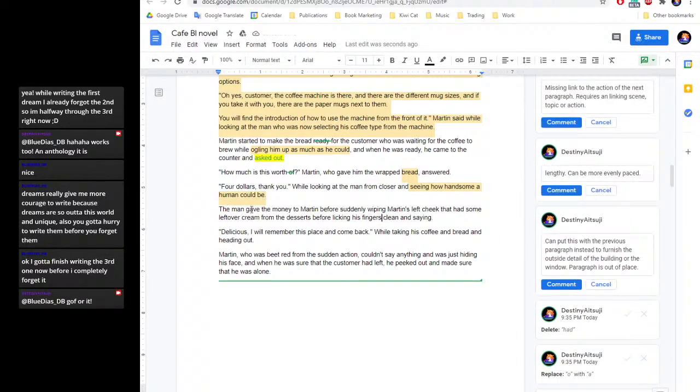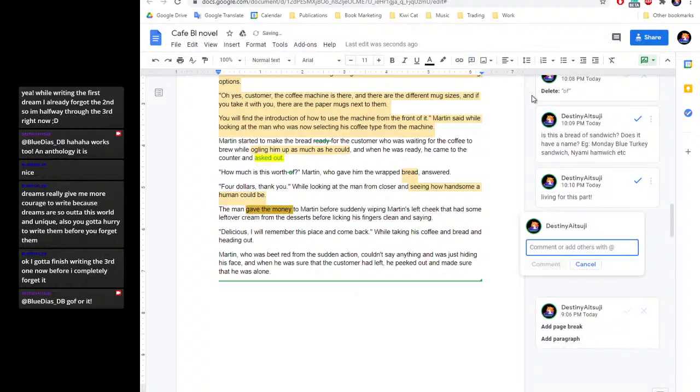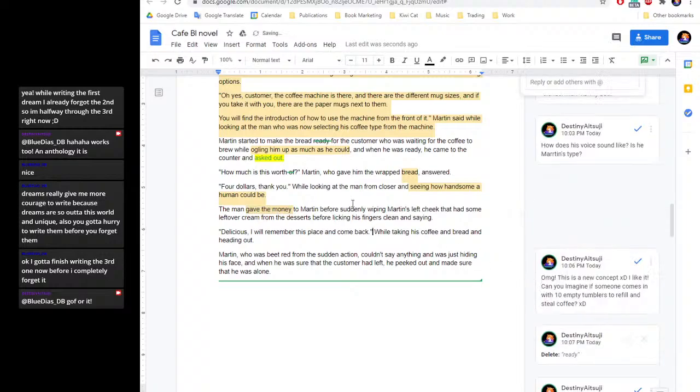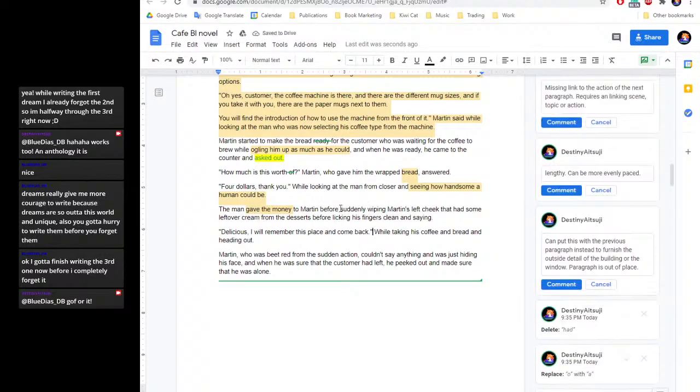Right, so the man gave the money, so you could say paid for it instead of gave the money. Before suddenly wiping his left cheek that has some leftover cream from desserts. Where did he get this from?